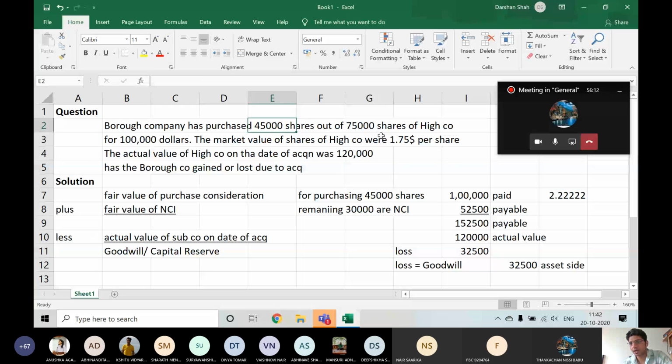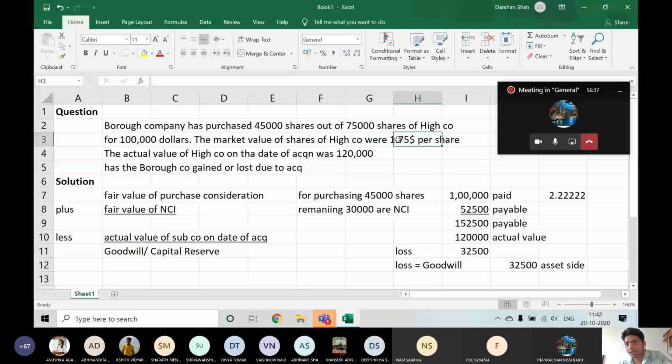Yes, sir. Correct. I should have paid you 45,000 shares into your current market value of $1.75. But you are a famous company. You will say we have established our company for the last 10 years, so we want some amount for our goodwill.